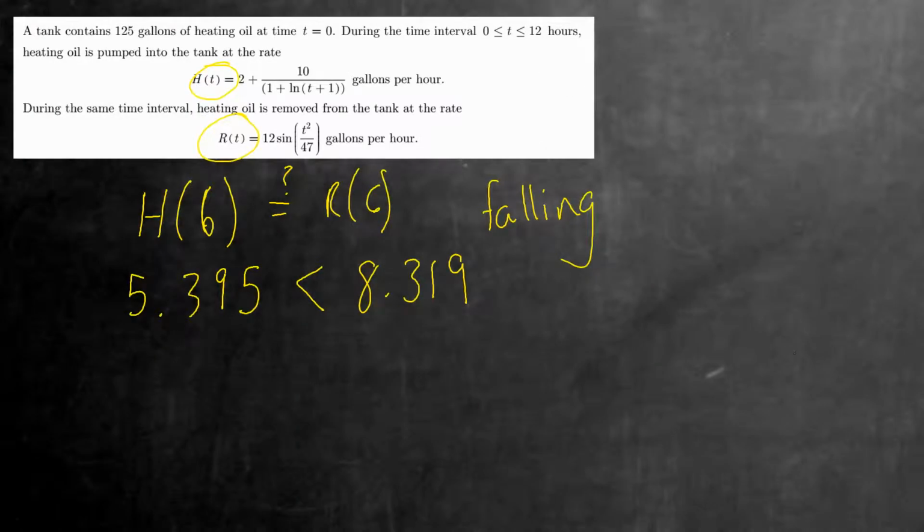And don't second guess yourself. You've shown that the rate at which it's going out is bigger, so it's falling. That's enough justification.